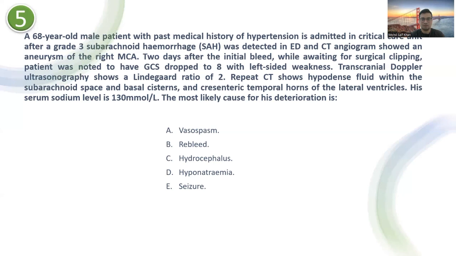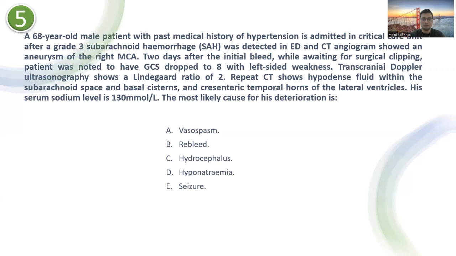So remember that grade 3 is a very poor grade, which puts him at a high risk of complications, especially within first 72 hours. And 2 days later, patient develops drop in GCS in this case. So the new neurological deficit is there, which can be caused by any condition which is described in the choices here. But see, the Lindegaard ratio is 2. So what does that mean?